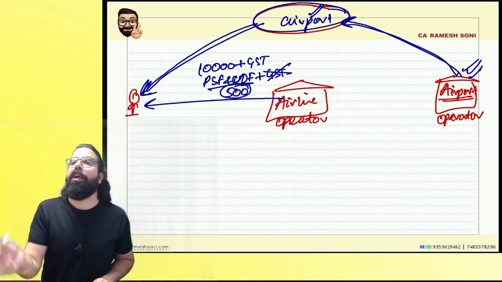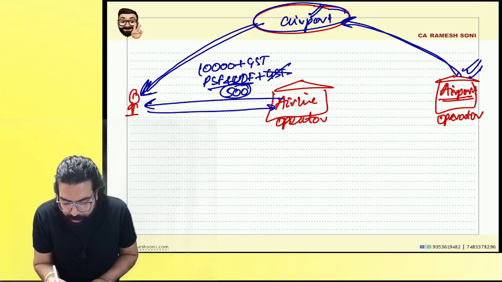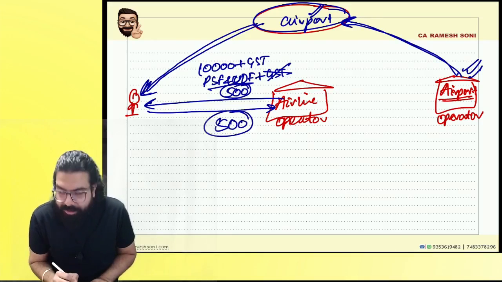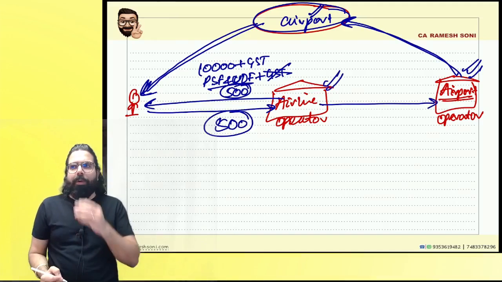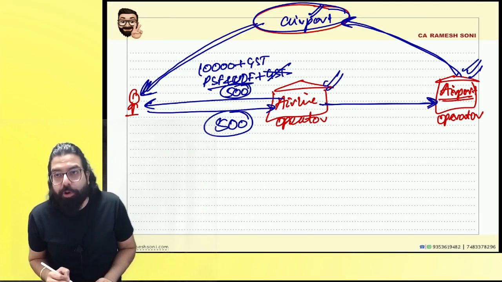Sir, why is it not collected? The 500 is deemed as inclusive. So what will happen here? The customer will pay the ticket amount plus GST plus 500 rupees towards PSF and UDF. That 500 rupees will be paid by the airline operator. What is an airline operator? SpiceJet, Indigo, etc. And they will pay this to the airport operator.